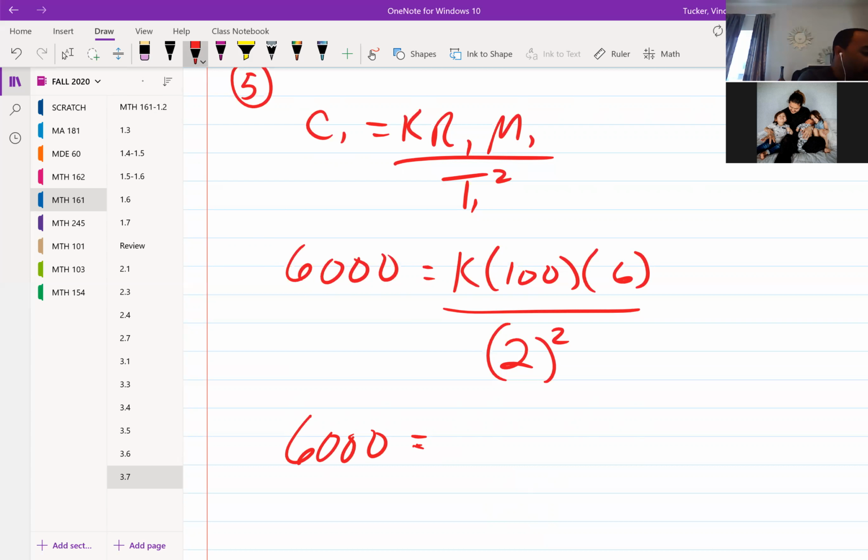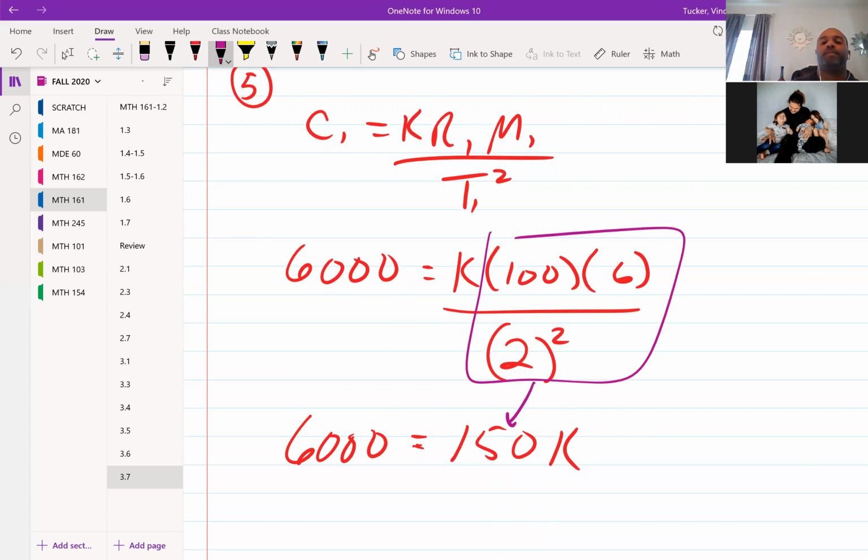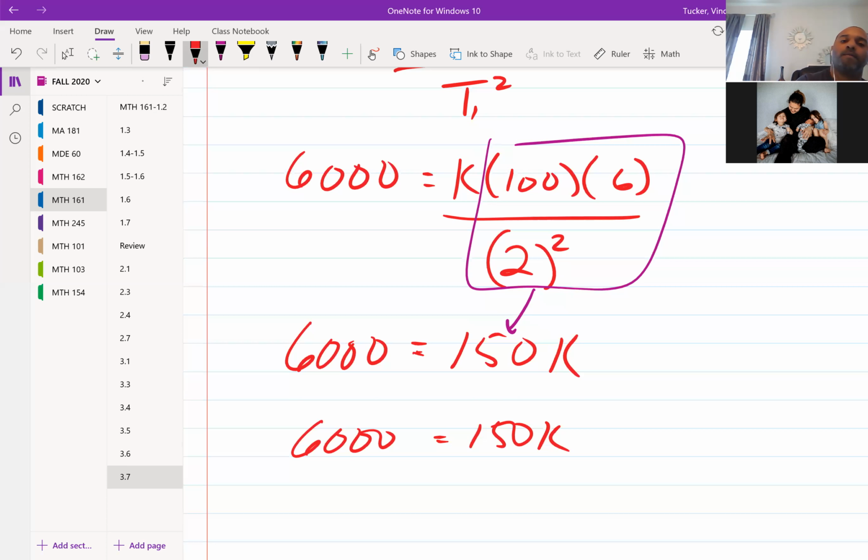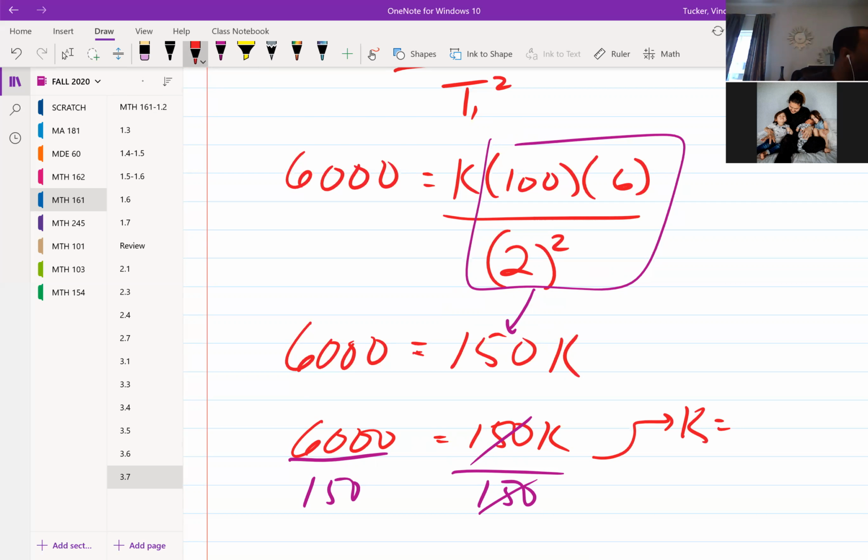All right, so simplify that. Should be like 150. So 4 goes in 600, 150. Yep, that's what we have. So when you multiply this and simplify that, it'll give you that 150. Divide by 150. K is equal to 40.